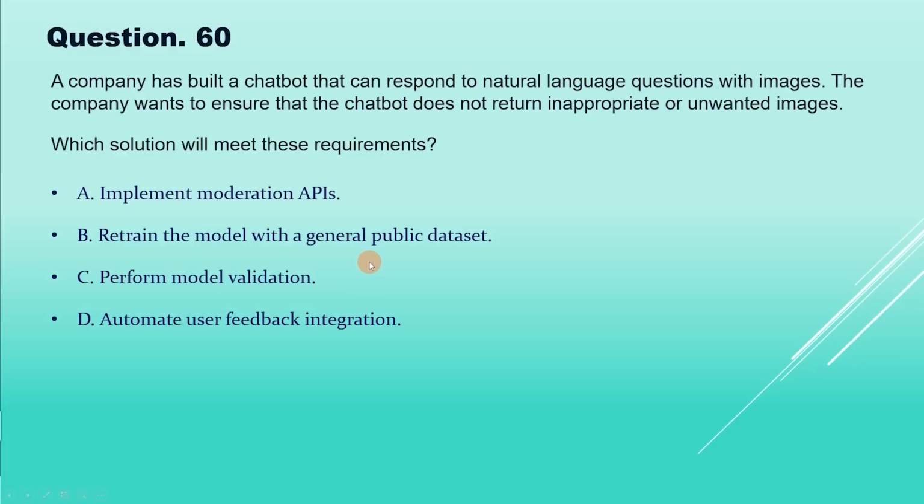And the correct answer here will be option A, implement moderation APIs. Because moderation APIs are designed to filter and flag inappropriate or unwanted content, and it ensures that the chatbot does not return harmful or unsuitable images. These APIs can scan images before they are returned to the user and block or flag any content that violates the company's guidelines. So it will flag or block the content before it reaches the user. So option A, implement moderation APIs, is the correct answer here.